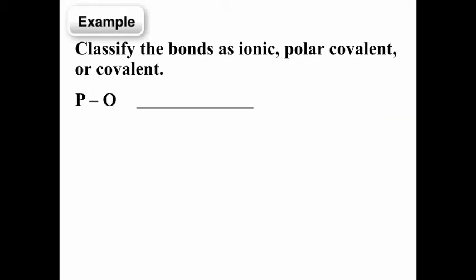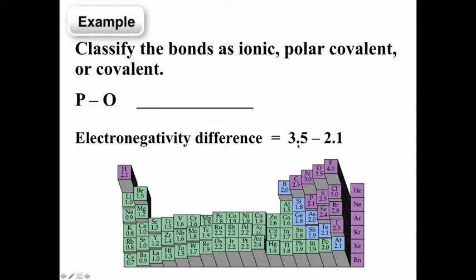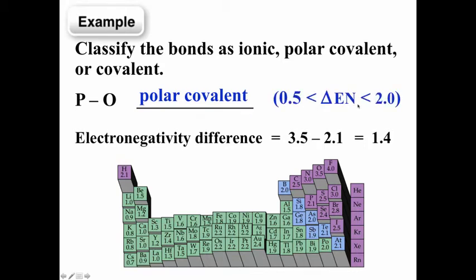And the P-O bond, phosphorus to oxygen. Phosphorus has an electronegativity of 2.1, oxygen 3.5. The difference between 3.5 and 2.1 is 1.4. That falls in the polar covalent region, where the electronegativity difference is more than 0.5, but less than 2. And this would be a fairly polar covalent bond for phosphorus oxygen.